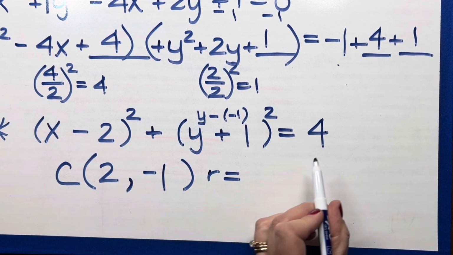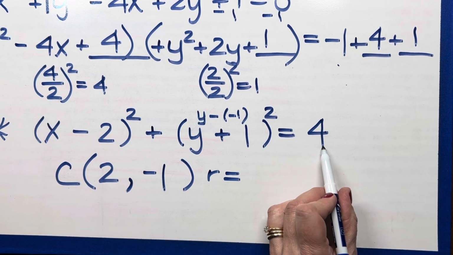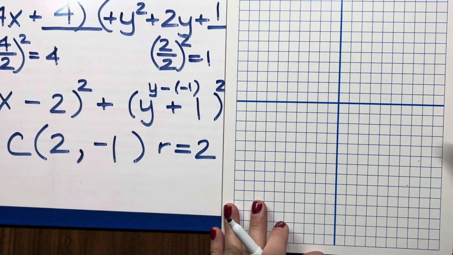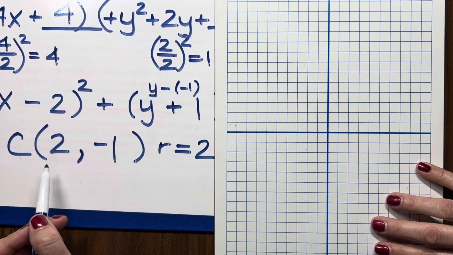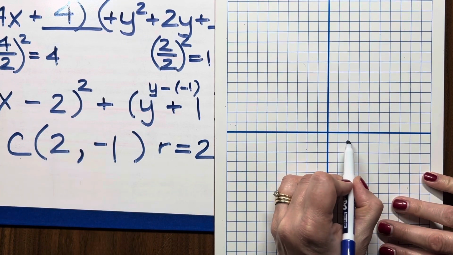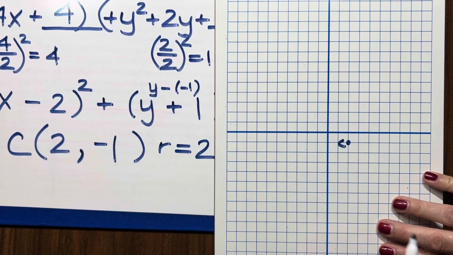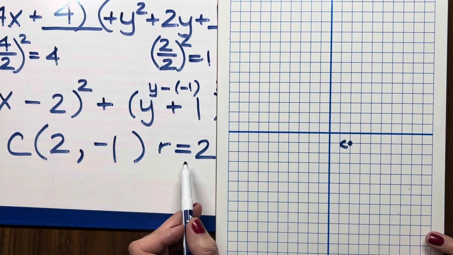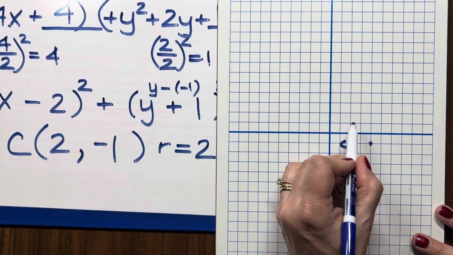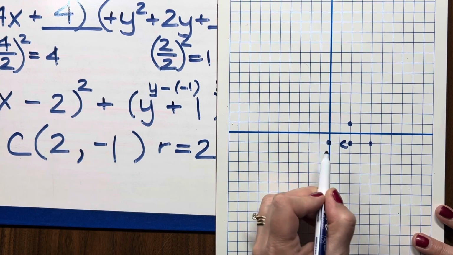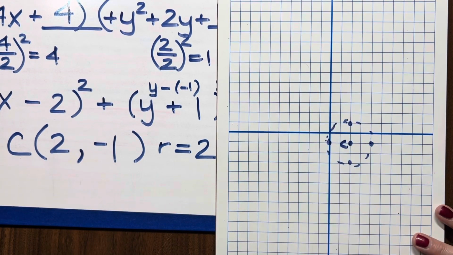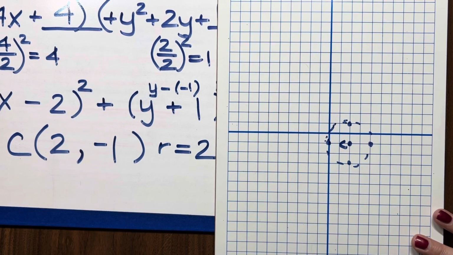To get my radius, I take the square root of this value 4, which is 2. So if I want to sketch my circle, I'm going to graph my center at 2, negative 1. So right here, I can put a little C for center. And then I'm going to go 2 spaces out for each of these. So I'm going to go 2 over, 2 up, 2 left, and 2 down. And then I'm going to just put my circle here, try to get it nice. You can fill it in once you've kind of dotted it.